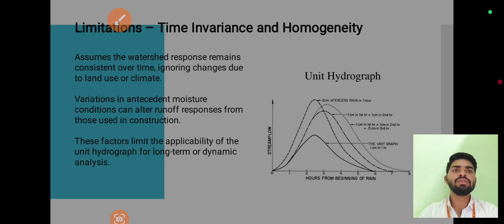Limitation: time invariance and homogeneity. Assumption: the watershed's response remains consistent over time. Ongoing changes due to land use or climate variations, and unattended maintenance or construction, can alter runoff response from those used in construction. This factor limits the applicability of the unit hydrograph for long-term or dynamic analysis.